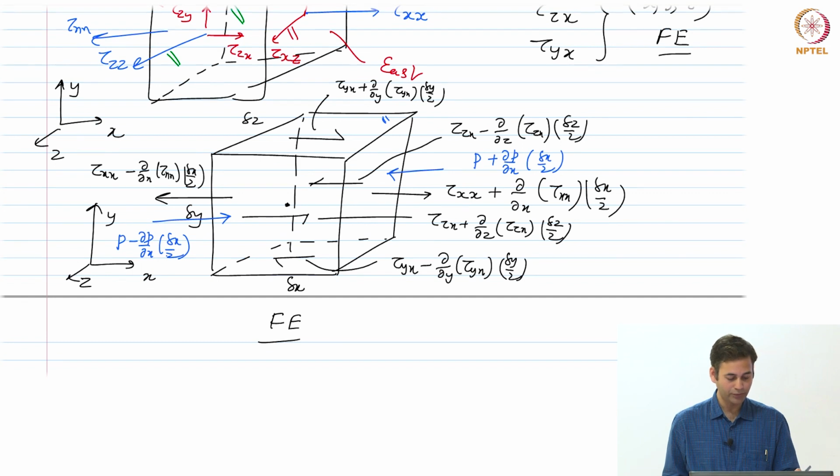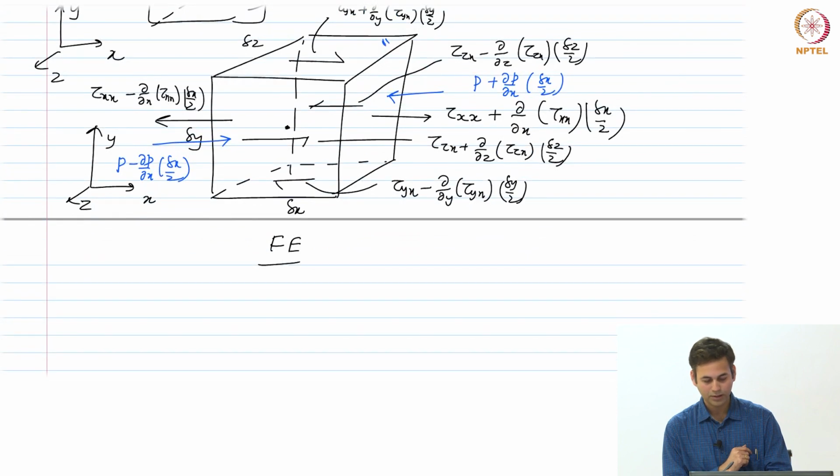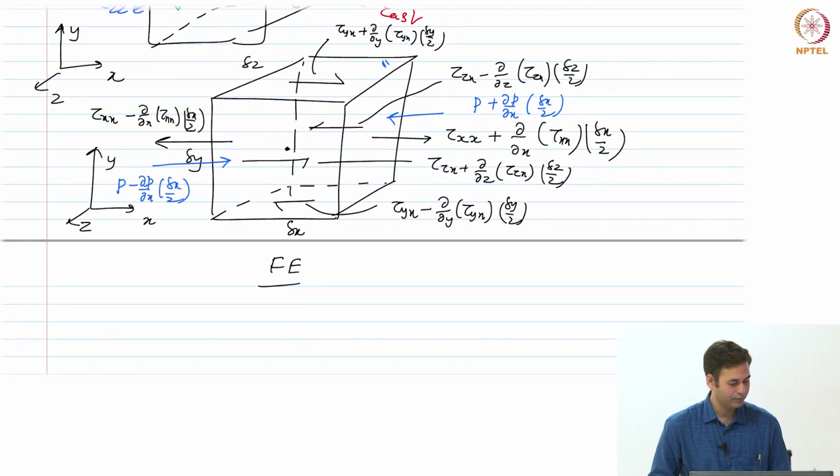Essentially we now have 8 stress components that we have drawn, 2 per face. Now only these stresses can give rise to a force in the x direction. So now let us calculate the force that would be arising because of this. What will be that?